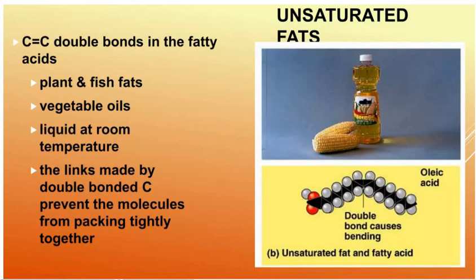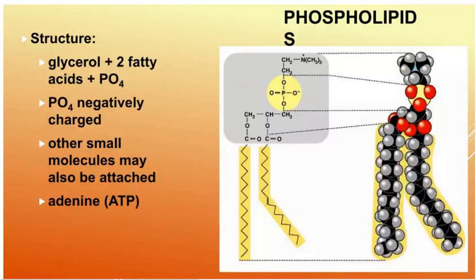Now, carbon-carbon double bond in the fatty acid, plants and fish, fat, vegetable oil, liquid at room temperature. The kinks made by double-bonded carbon prevent the molecules from packing tightly together. You can see the oleic acid. Double bonds cause bending, unsaturated fat and fatty acid.